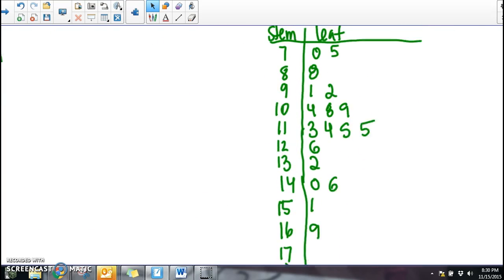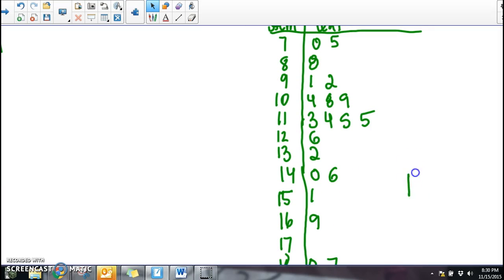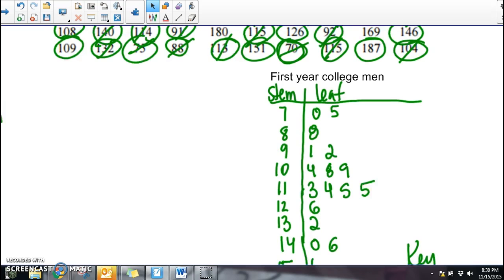And that would be our stem and leaf plot for men. Make sure we put a key over here that says, 7/0 equals 70. You can do any value. It doesn't have to be the first one. And we can look at, this is a pretty wide range of 70 to 187. We can see that this group here has the most going up, and we can talk about range and shape and all that.